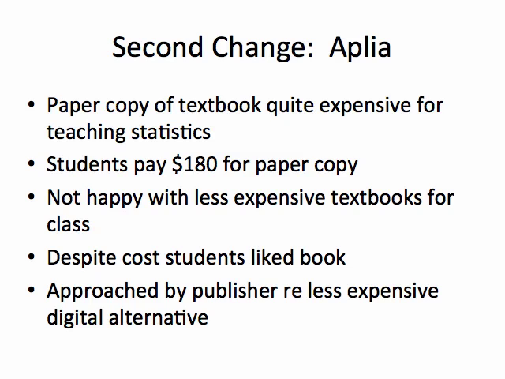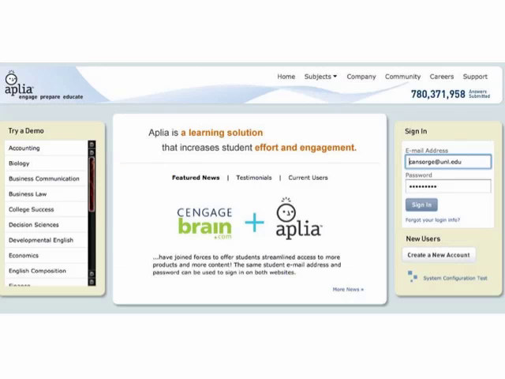The reason for that is because the paper copy of the textbook is quite expensive. For teaching statistics, students pay $180 for the paper copy, which is pretty steep. I looked for some other less expensive textbooks, but couldn't find any. Students liked the textbook, so I was approached late last year by the publishers, who said there's a digital version available for a lesser cost. So I said, hey, I'll try it for the spring semester and see if it's successful.